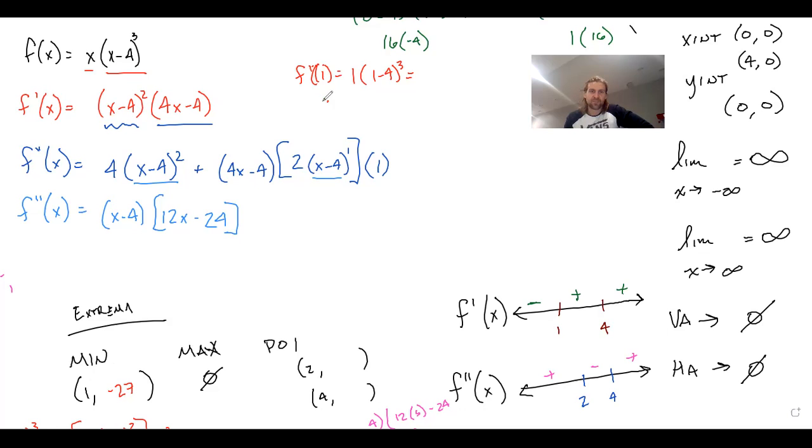And then we have some points of inflection here. We'll plug in 2. What's 2 times 2 minus 4 cubed? Let's see, that's 2 times... 2 minus 4 is negative 2. Negative 2 cubed is negative 8. So that'd be negative 16. And then if we plug in 4, which we already did, 4 would be at 0.